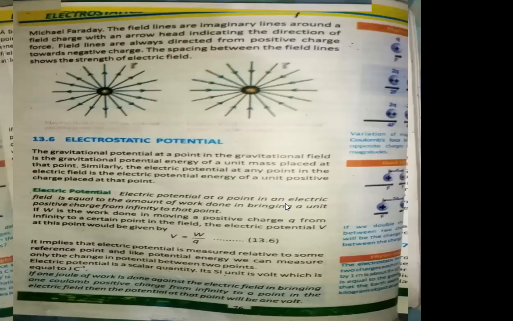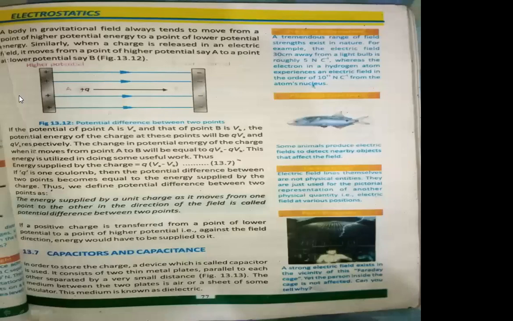Next, we discussed the higher potential to the lower potential. This point A is at high potential. This point B is at lower potential. Suppose a unit positive charge is moving from higher potential to the lower potential. Its direction will be from higher potential to the lower potential. Then we find the potential energy for this point, QVA, and the potential energy for this point will be QVB. Then we take the difference of these two potential energies.